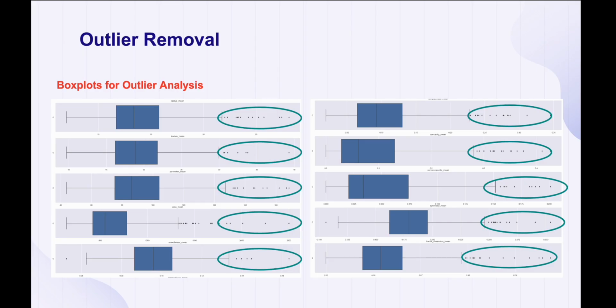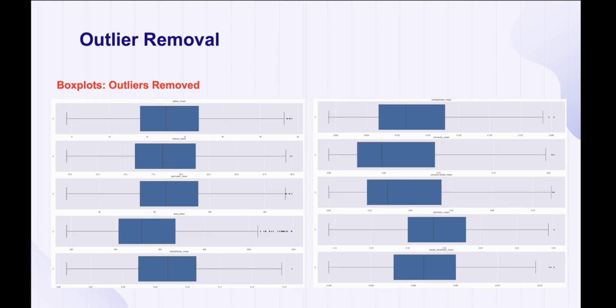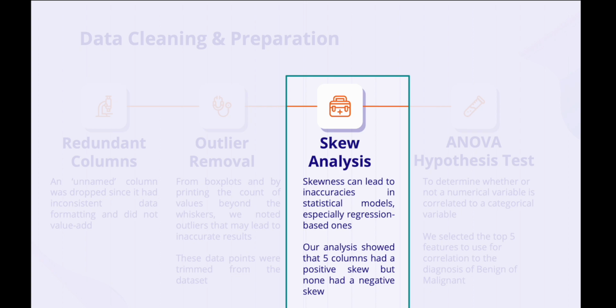Let's take a look at the box plots. We see that there is a significant number of outliers for each of the 10 features. We went ahead and removed them and confirmed that there are indeed very little outliers left. This brings me next to the skew analysis.